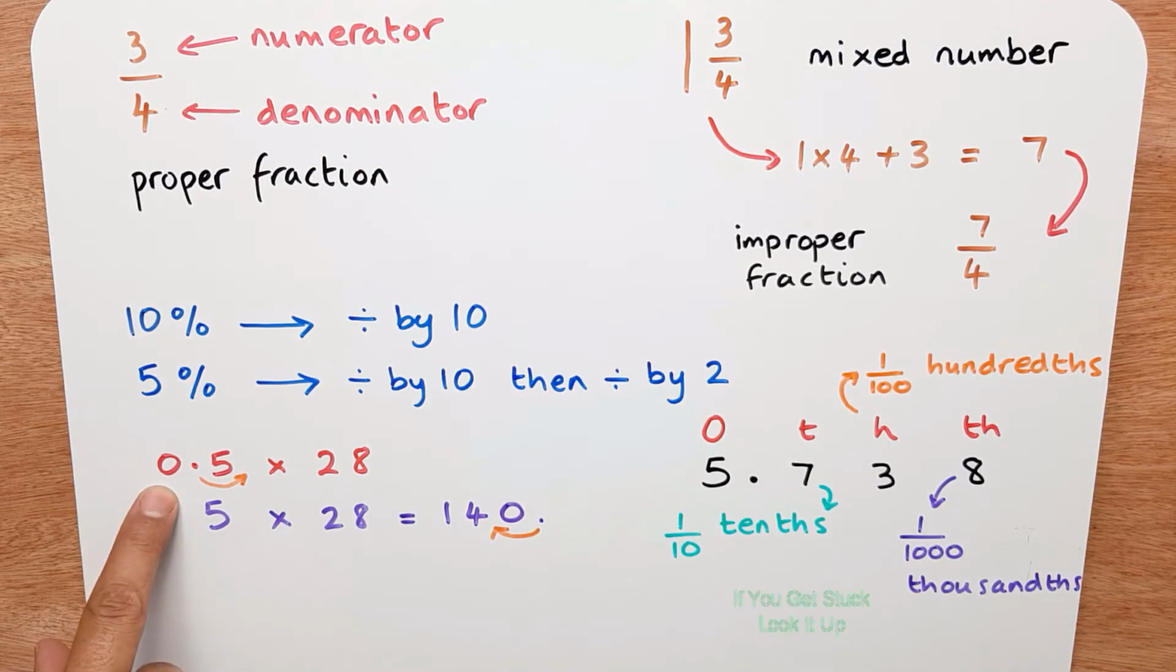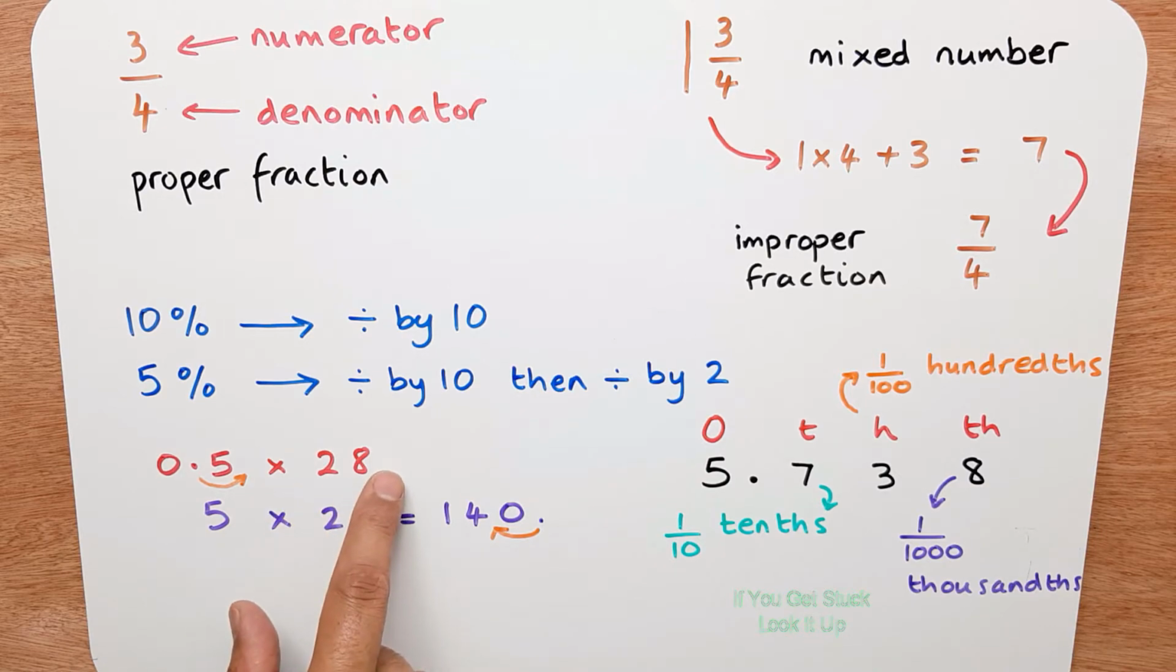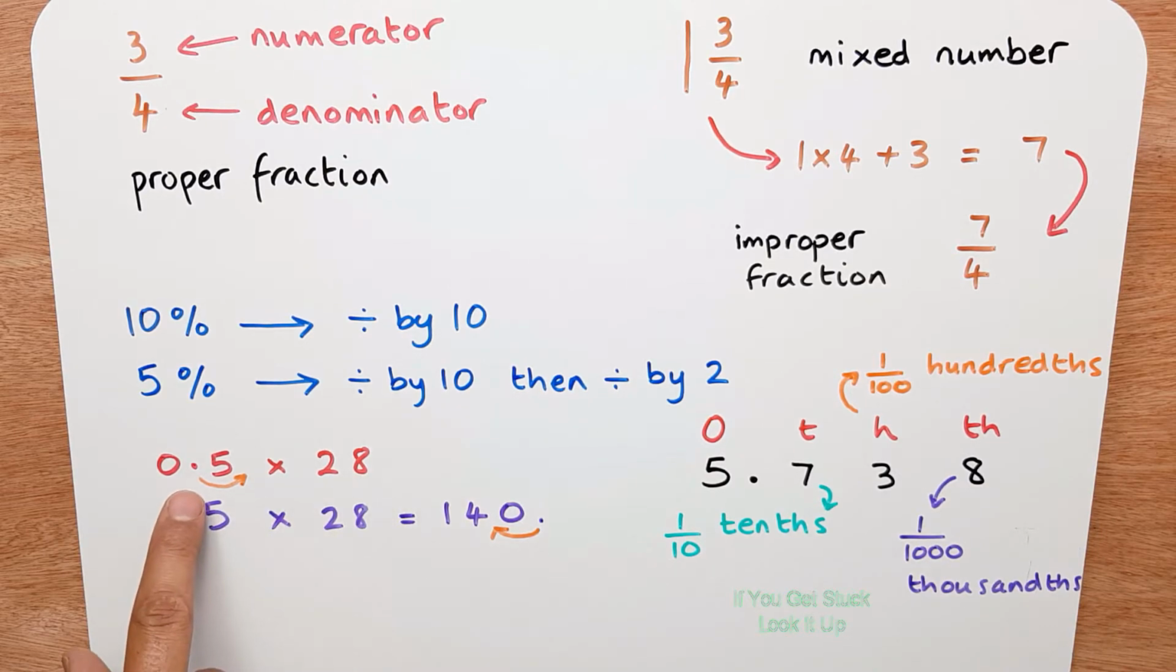Now if you have a decimal and you multiply it by a whole number, one way of doing it is to move the decimal one place to the right, so it becomes a whole number. So 0.5 becomes 5. So now we have 5 times 28, which is 140.